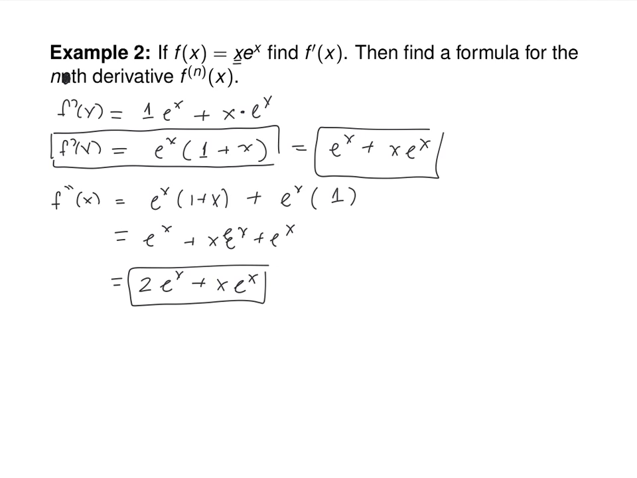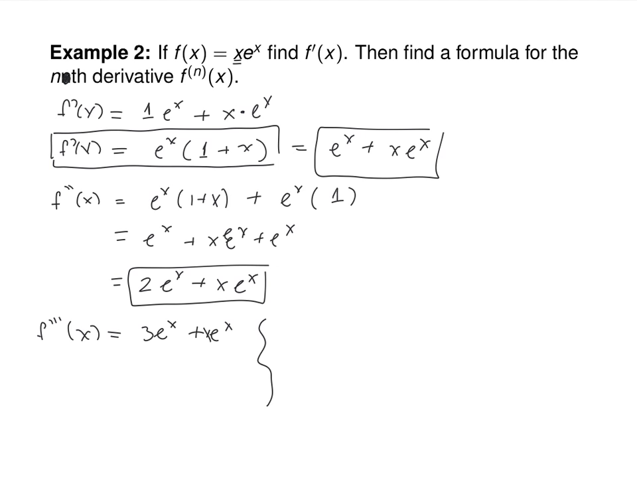Do you see that there might be a pattern? Let's do one more. What do you predict the third derivative is going to be? 3e to the x plus x e to the x. Let's just verify that that's true.